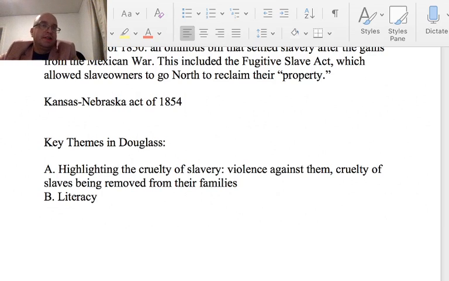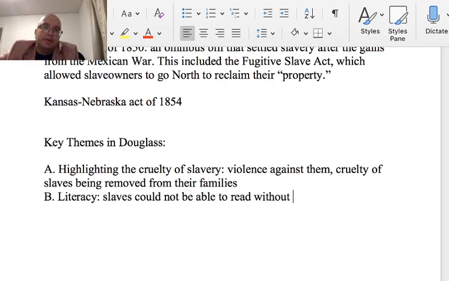But Douglass even talks about how, once he does learn to read, it becomes a curse almost to him too, because it makes him even more unhappy. Right? It makes him realize how awfully he had it. Slaves could not be able to read without forming dangerous ideas.